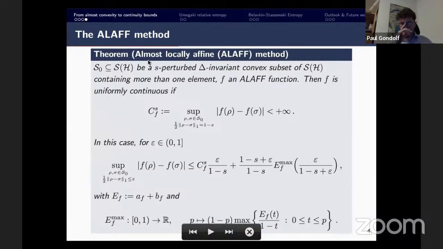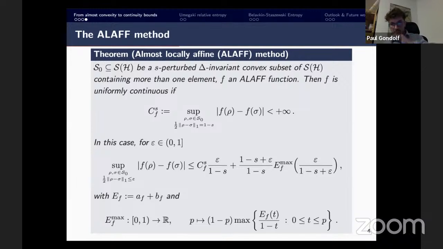Again, we take a subset of our quantum states that is an S perturbed delta invariant convex subset of these quantum states and contains more than one element. And f an ELAF function, then f is uniformly continuous if the supremum over this difference is finite. And in that case, for epsilon in 0, 1, we find an upper bound on this difference here, which is a continuity bound that gives us uniform continuity.